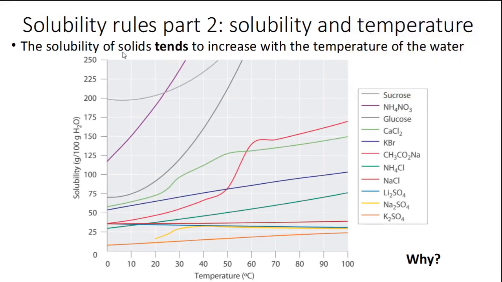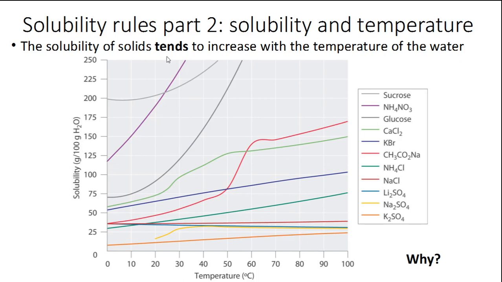So here's the graph of that. Solubility of solids tends to increase with the temperature of the water. So you have a bunch of different solids here. Sucrose, right? At 0 degrees Celsius, 200 grams. At 40 degrees Celsius, 50 degrees Celsius, it's 250, and then it just keeps going up from there. You can dissolve a lot of sugar in water.